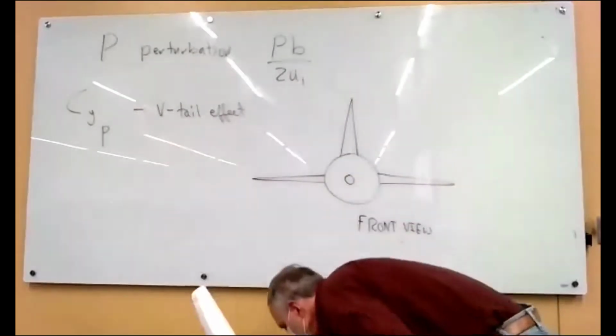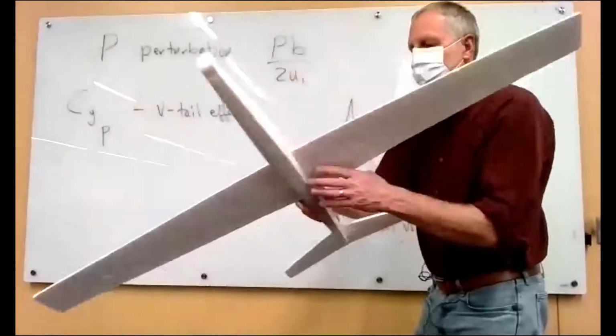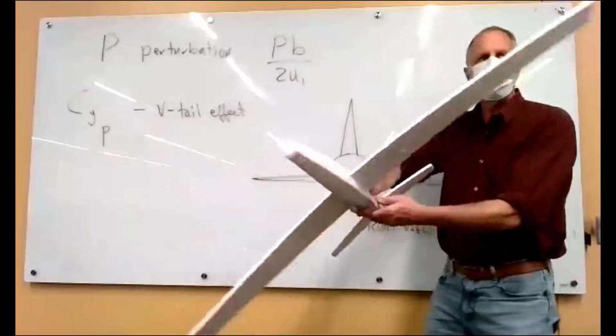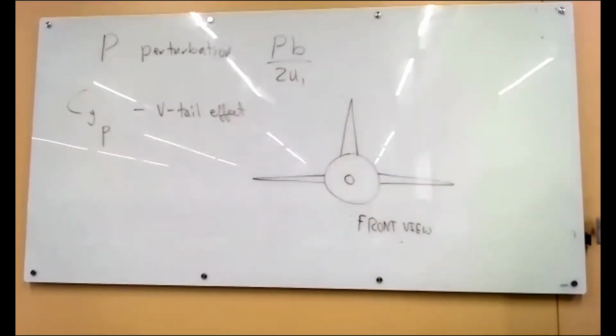But for the rolling moment and yawing moment, the wings also come into play. But the side force, you don't get much of a side force from the airplane doing this. And once we do this derivation for the vertical tail, we just multiply by the appropriate moment arm and we get the rolling and yawing moments.